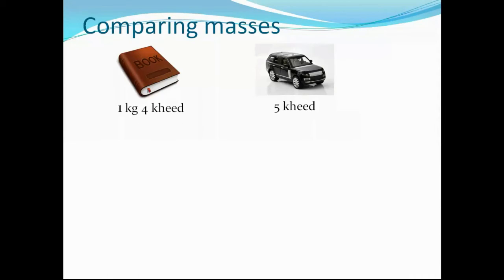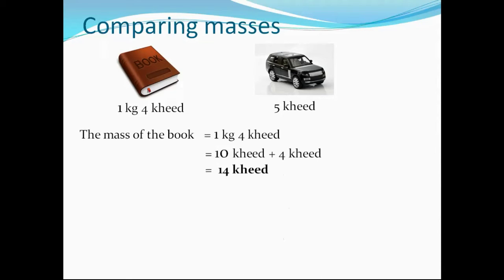Now let's compare the mass of the book and the mass of the toy car. The book has 1 hectogram, 4 kg, and the toy car has 5 kg. Now to compare the two objects, let's convert the mass of the book into kg. The mass of the book is 1 hectogram and 4 kg. As we all know, 1 hectogram is 10 kg. So 10 kg plus 4 kg equals 14 kg.